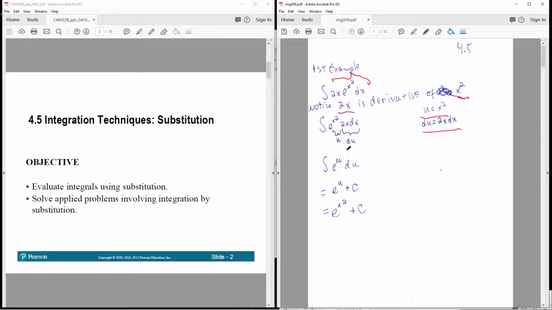So we can move stuff around. Now we have it in the form of the integral of u du, like that. In this case here, we end up with a particular type of function, e to the u du.